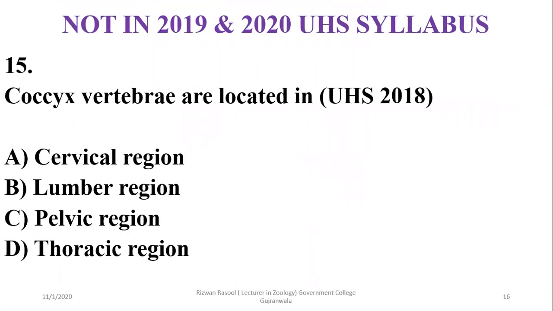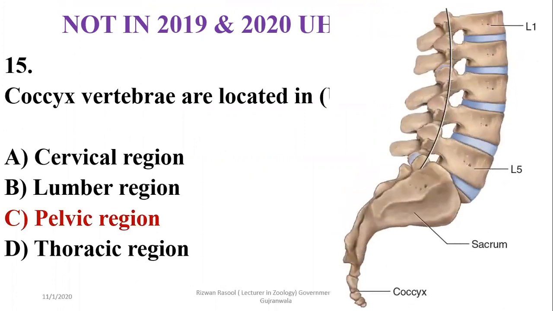Number 15, tail vertebrae. They are located in coccyx or tail vertebrae. They're found in the pelvic region. This question has been excluded from the course contents of this year. So right option is Charlie.